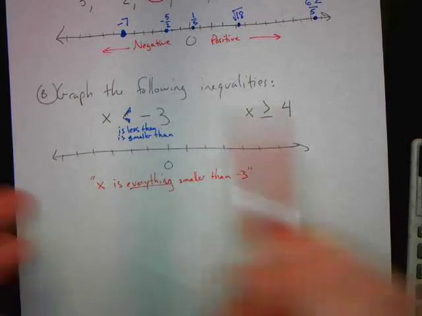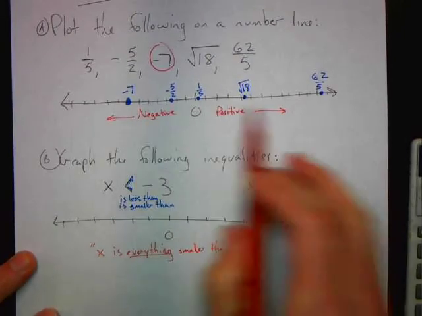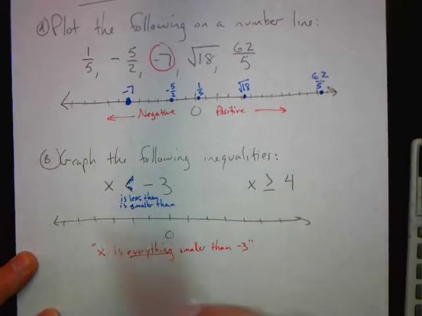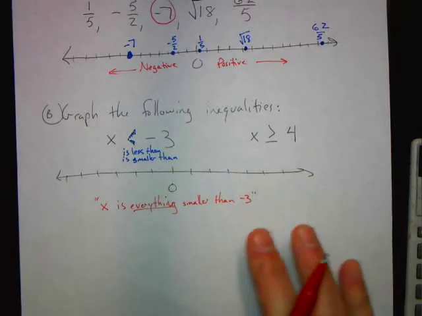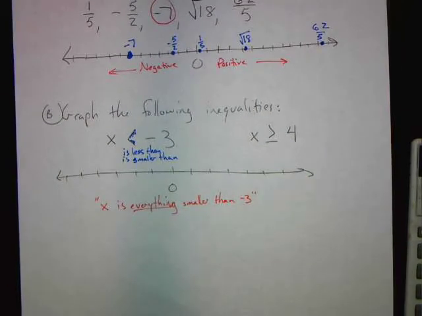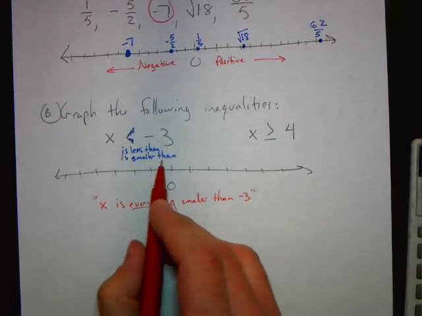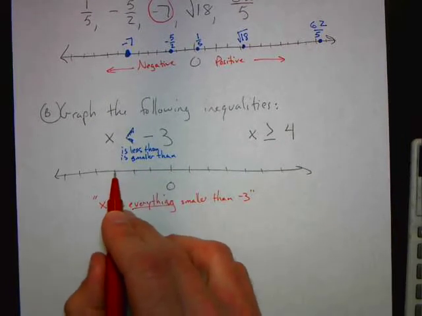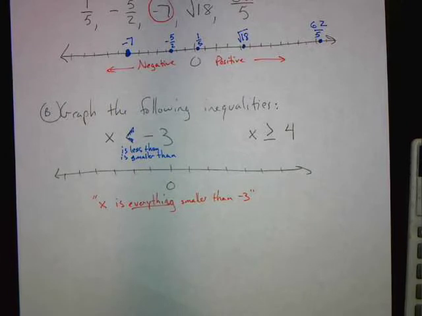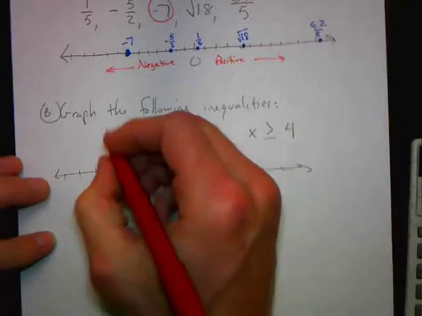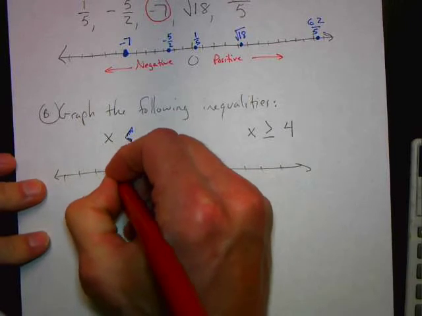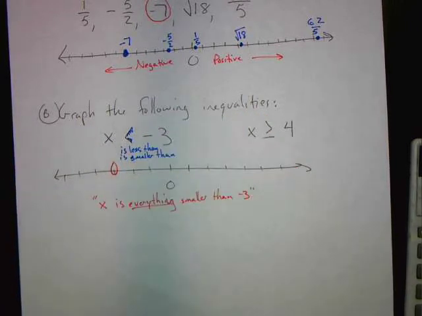Now remember, we plotted on the number line above single points here, single points there. But how would we plot something that's everything smaller than negative 3? Well, first let's find negative 3. Here's 0, here's negative 1, negative 2, negative 3. Negative 3 is right there. So how would we show everything smaller than negative 3? Well, the first thing we do is put a circle around the 3. So we know we're dealing with negative 3.